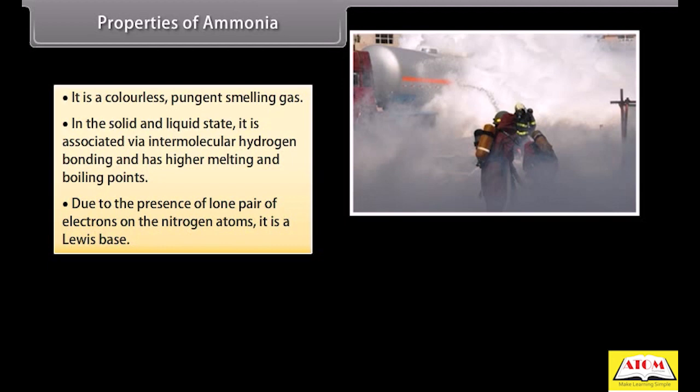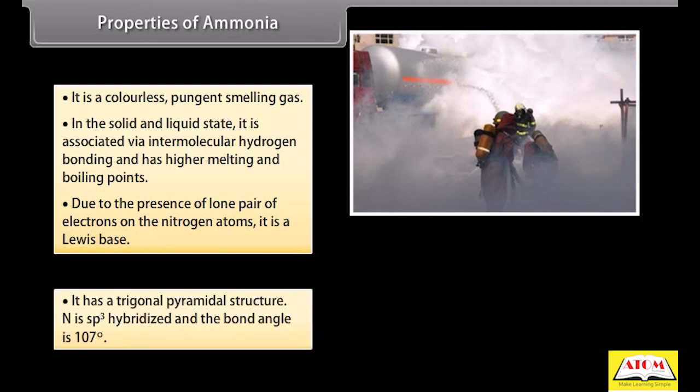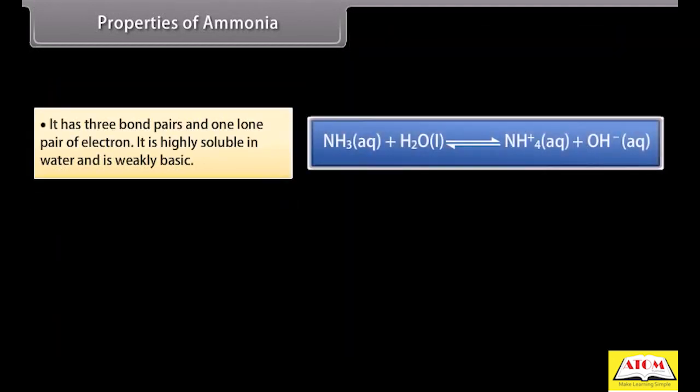Due to the presence of a lone pair of electrons on the nitrogen atom, it is a Lewis base. It has a trigonal pyramidal structure. N is sp3 hybridized and the bond angle is 107 degrees. It has 3 bond pairs and 1 lone pair of electrons.